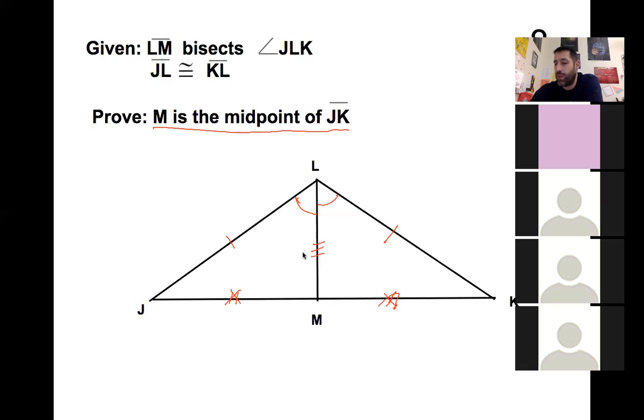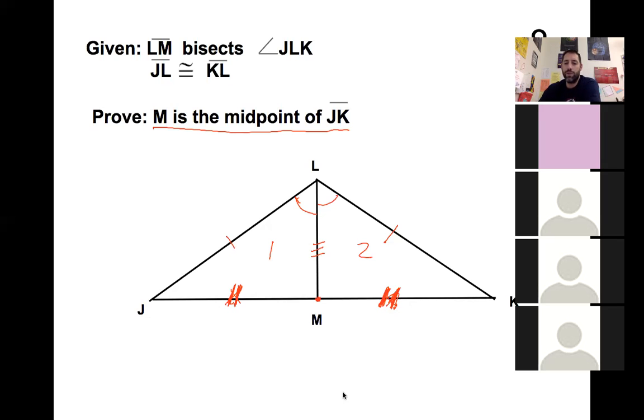And if we have enough information to prove that these two triangles, triangle 1 and triangle 2, are congruent, then we can go back and say, oh yeah, because of CPCTC, these are congruent. So that's what we need to do. We need to prove the two triangles are congruent. Then we can prove the segments are congruent. And once the segments are congruent, we know that M is the midpoint, because if it's the midpoint, then we have two congruent segments.